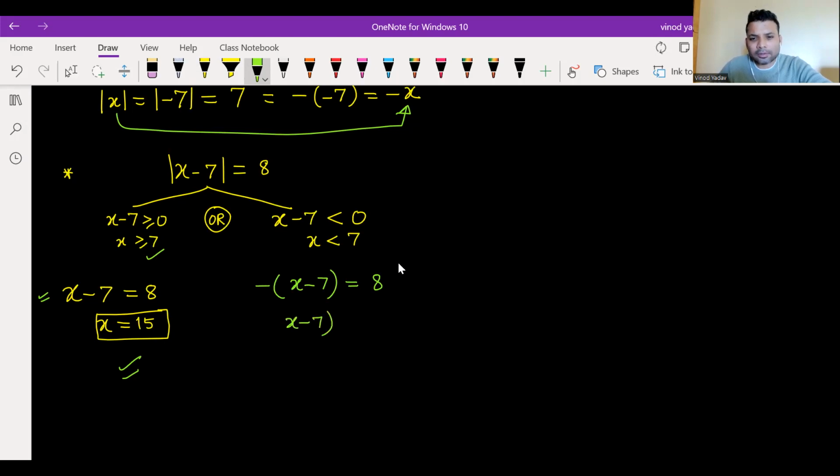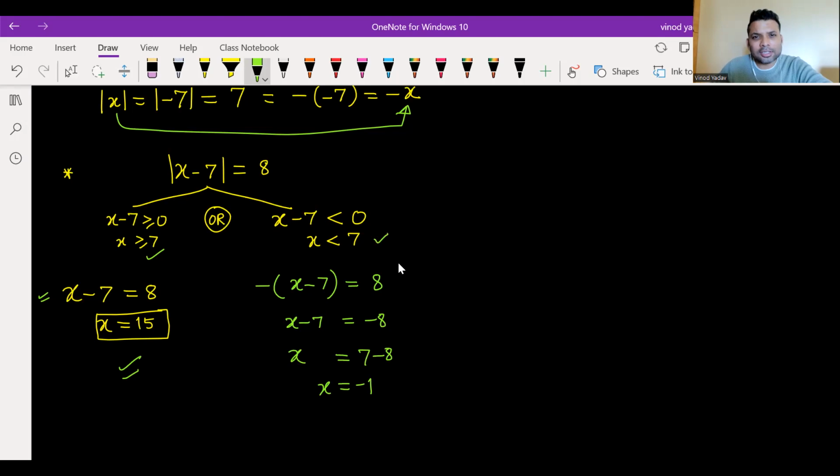X minus 7, multiplying both sides by minus 1. So I can do it like this, or I can open the bracket on the left side only. Both are one and the same. If you want, there is no need of this bracket. Okay. So x is equal to 7 minus 8. So ultimately x is equal to minus 1.